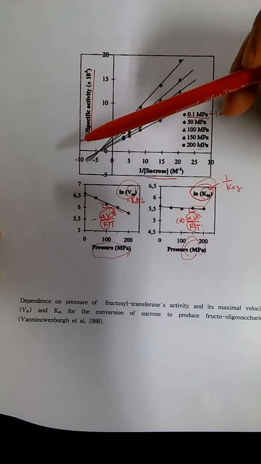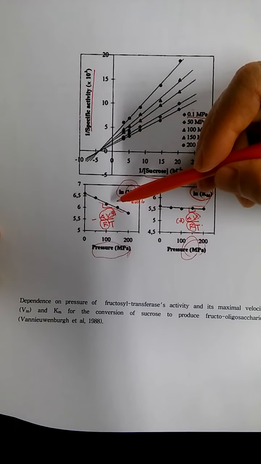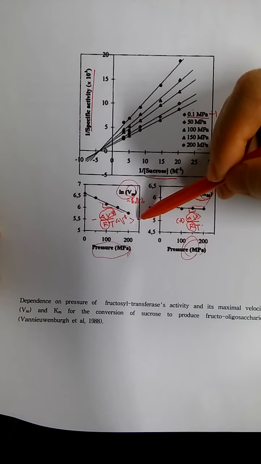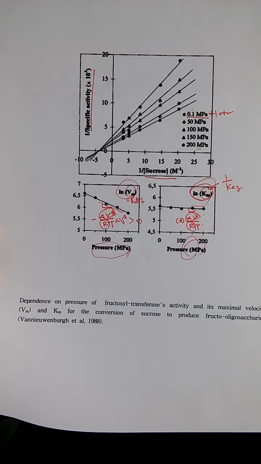And as you can see, we have probably positive delta V here, and here we have very little change in delta V. If there are some delta V values, then this value will have a very small negative value.